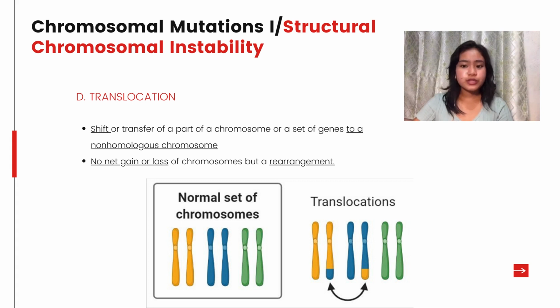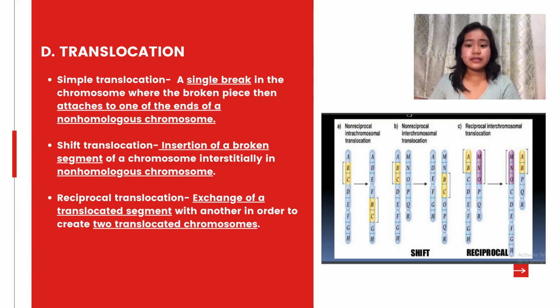Translocation is a type of structural mutation resulting from the shift or transfer of a part of a chromosome or a set of genes to a non-homologous chromosome. There is no net gain or loss of chromosomes or genes during translocation, but a rearrangement. Now, there are 3 different types of translocation depending on the pattern of rearrangement: simple translocation, shift translocation, and reciprocal translocation.